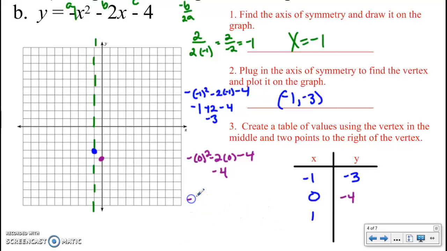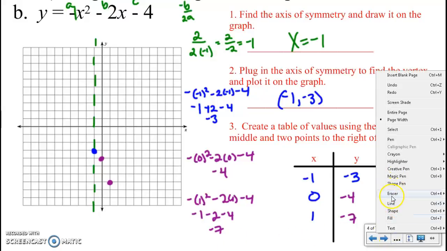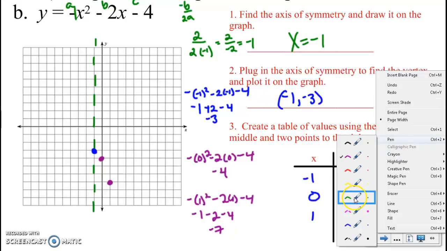Now I'm going to plug in 1, so negative 1 squared minus 2 times 1 minus 4. So 1 squared is 1, stays negative. Negative 2 times 1 is negative 2, and I have negative 4. So if I combine all those together, I get negative 7. So 1, negative 7, so 5, 6, 7, should be right there. So that's step 3. For step 4, we need to reflect this to the other side.